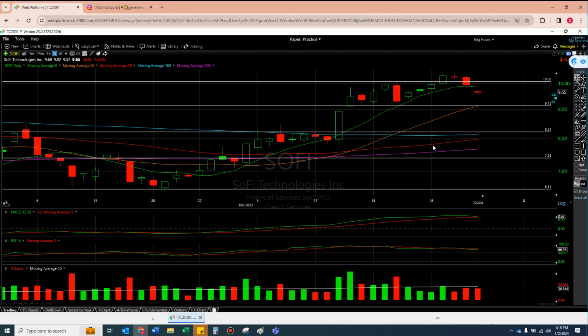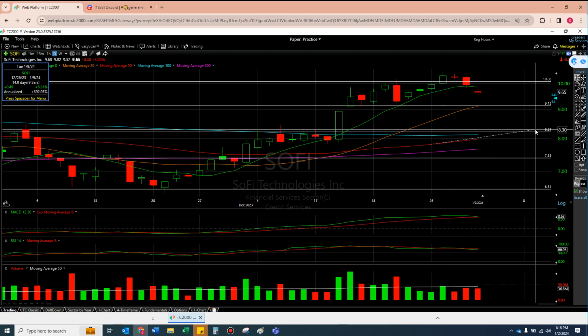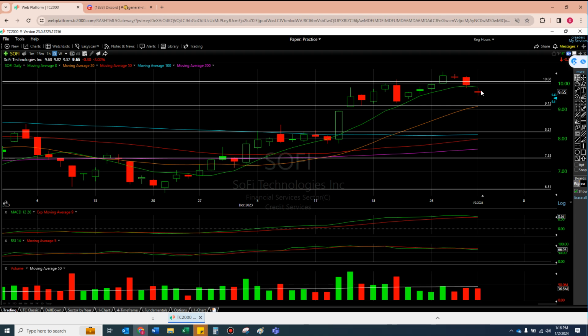The main reason I say that is because it looks like the 50 is on its way up. So ideally, even if this does come down over the next couple days, hopefully the 50 will cross that 821 line, and lo and behold, we'll be okay, all right?